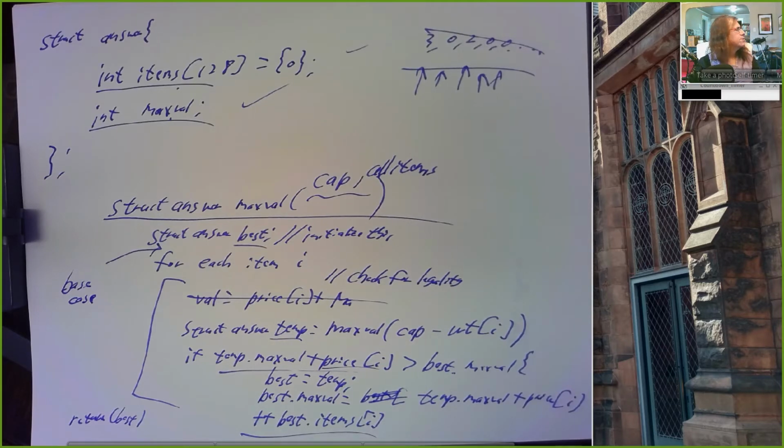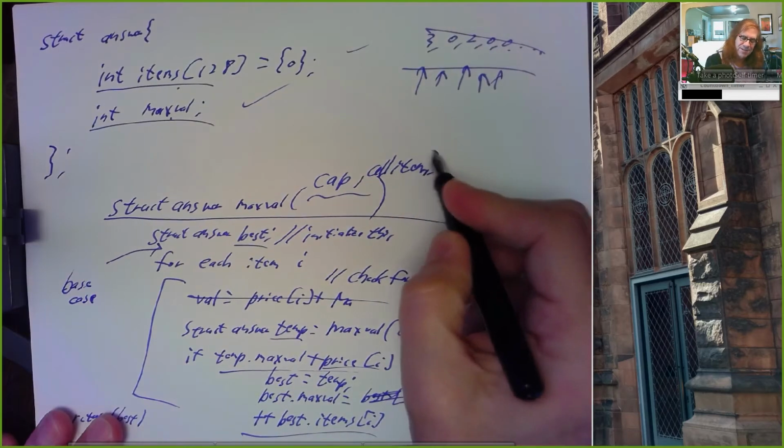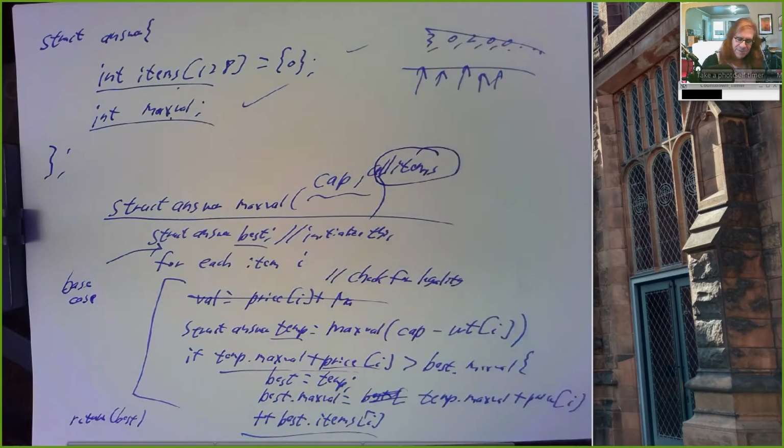All right, other questions? Max val at the very least needs the capacity. But if you don't want to deal with globals, go ahead and pass it the array of items that you read in from your knapsack file. And then you've got access to that inside here, the prices and the weights.